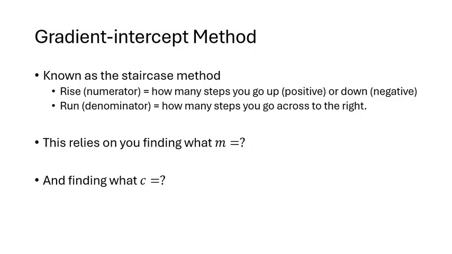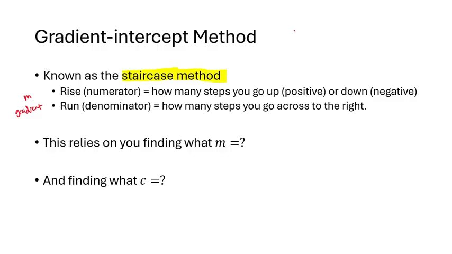Now the gradient intercept method is more known as the staircase method. If you remember, this is based off the gradient here. Rise, which is the numerator, tells you how many steps you go up, whether the gradient is positive, or down, whether the gradient is negative. And the run just tells you how many steps you go across towards the right.